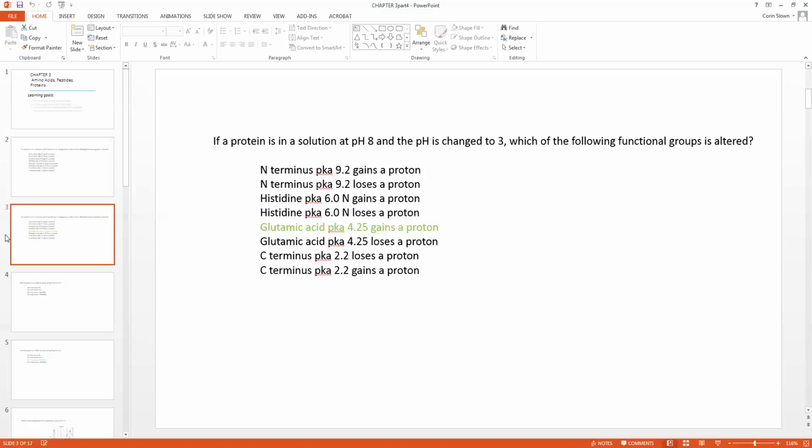Hopefully, you recognize that glutamic acid with a pKa of 4.25 is one that's going to be impacted by this type of change. Well, let's take another look.